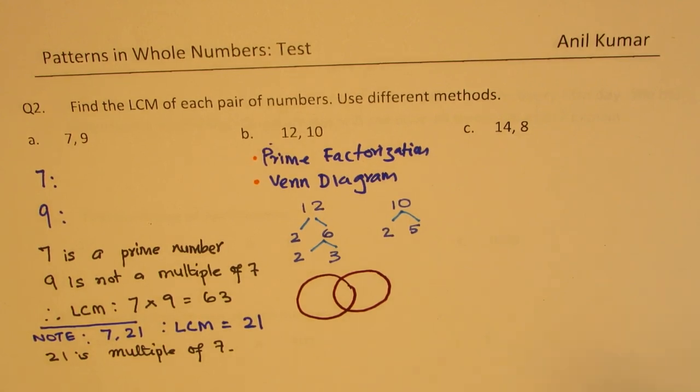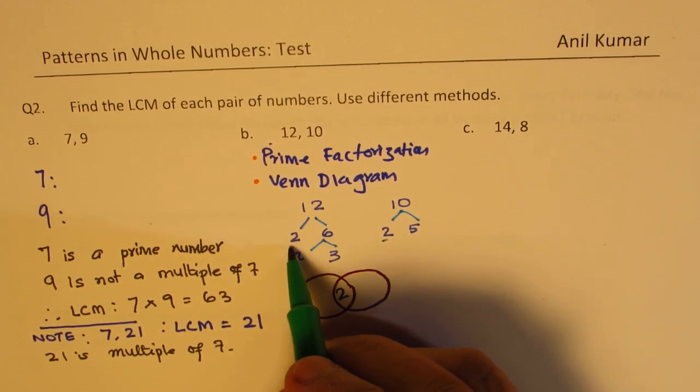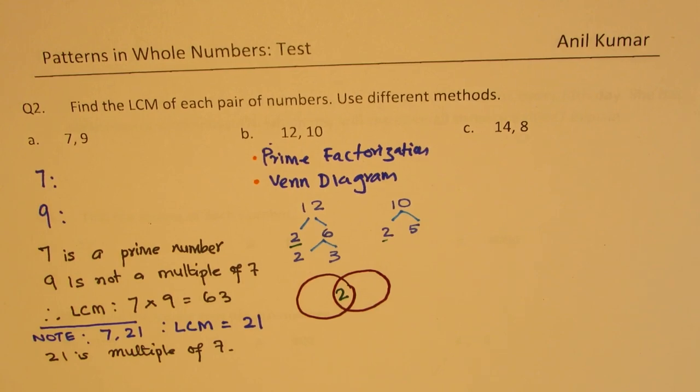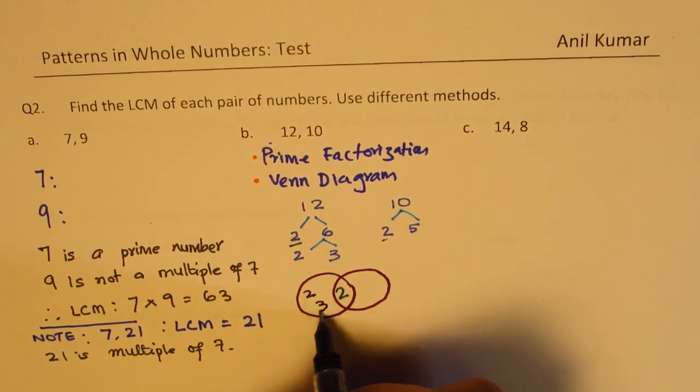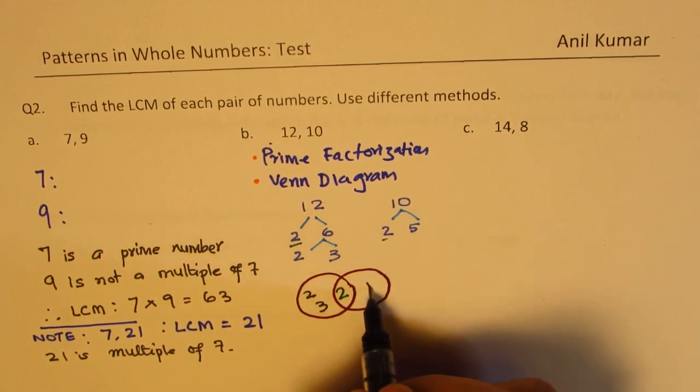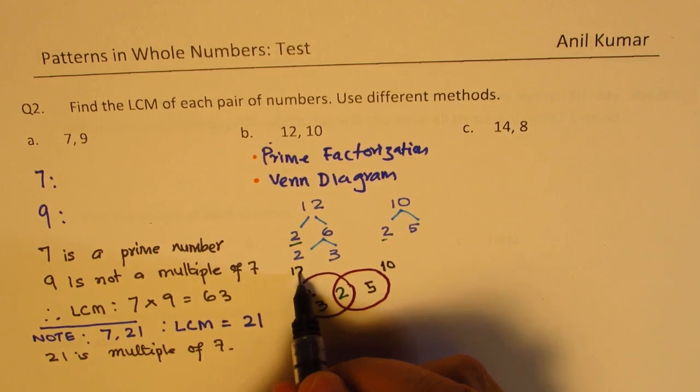The common number is 2, right? So let me write that in the middle. So 2 is common. What remains here for 12? 2 and 3. For 10, the number 5. You see that. So this is for 10, this is for 12.